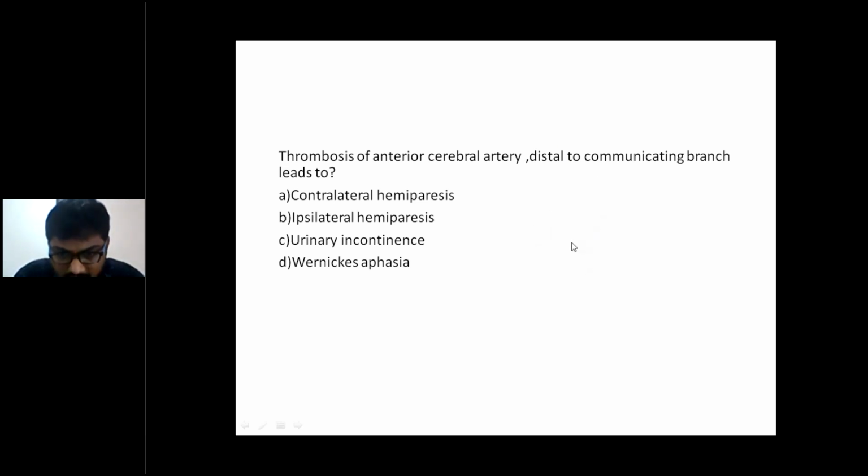So this is the anterior communicating artery, this is the horizontal and this is the vertical, as I have told. This is the anterior communicating artery, and this is the anterior cerebral artery. This is the horizontal segment and this will be the vertical segment. If this vertical segment is affected, urinary incontinence will be there. Wernicke's aphasia is due to the M2 division of the middle cerebral artery. Ipsilateral or contralateral hemiparesis suggests involvement of the middle cerebral artery, classical hemiplegia. So urinary incontinence will be the answer.